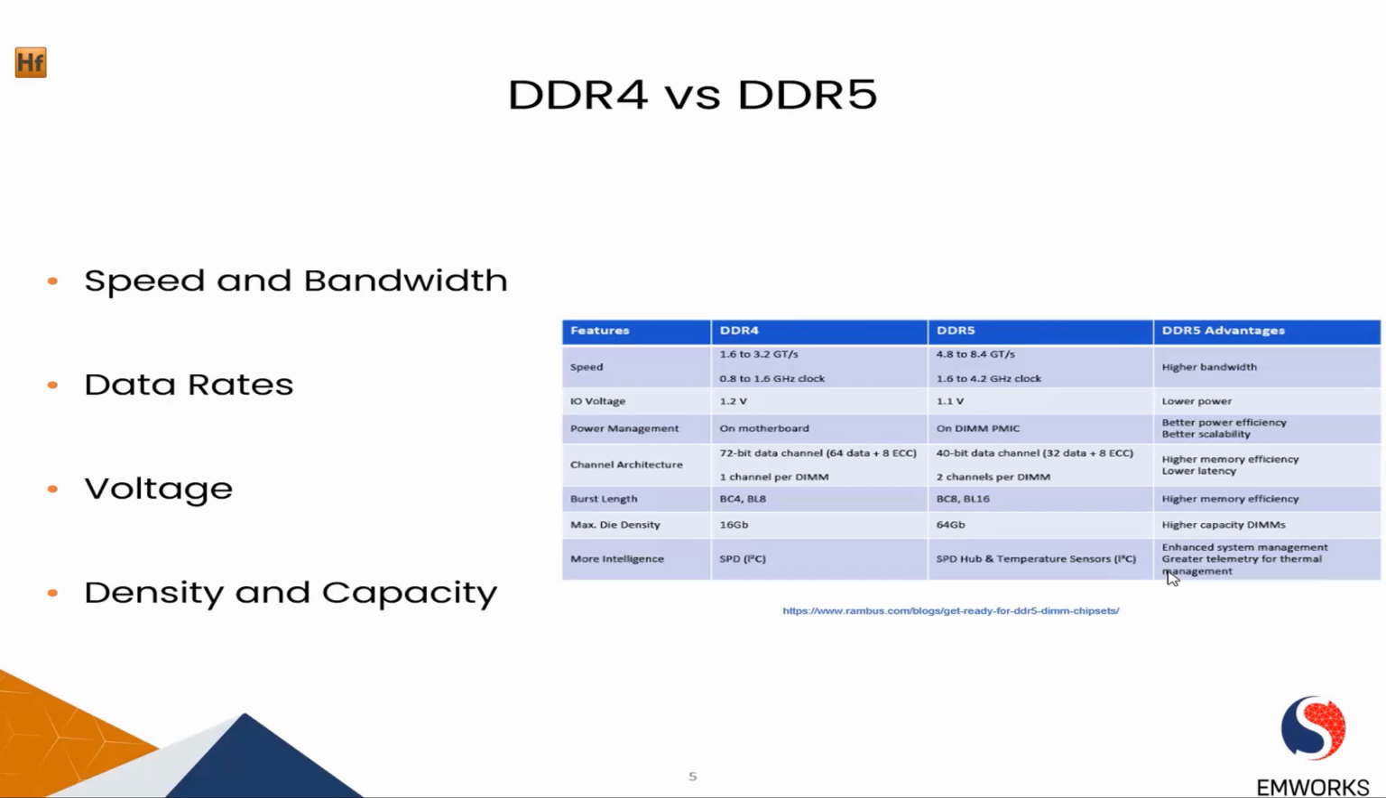So let's look at the voltage. DDR5 memory operates at lower voltage compared to DDR4, which can help reduce power consumption and heat generation. This can contribute to more efficient and cooler operation of the system. Last but not least, density and capacity. DDR5 memory has the potential to support higher memory densities and capacities compared to DDR4. This means that a system using DDR5 RAM can potentially have more memory installed, which can be beneficial for memory-intensive tasks and applications.